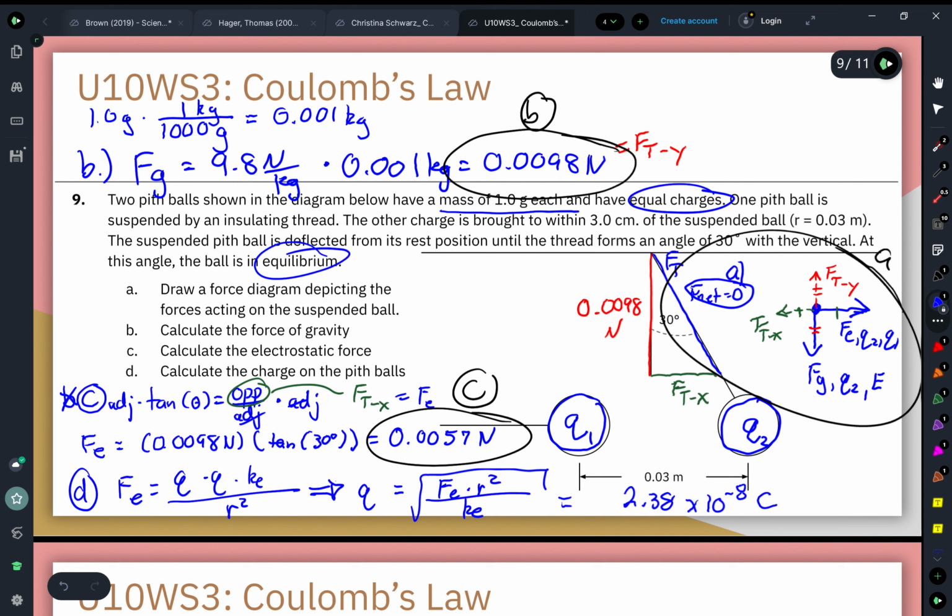coulombs for the units of charge. We don't know if it's positive or negative, and when we take the square root of something, it can be either positive or negative. All we know for this problem is that they are equal for both of these charges. So if one's positive, so is the other. If one's negative, so is the other.